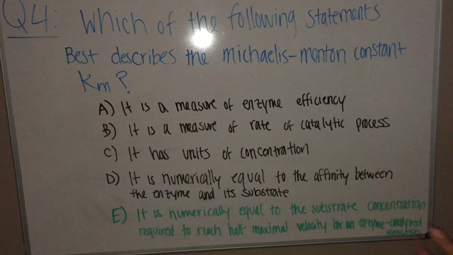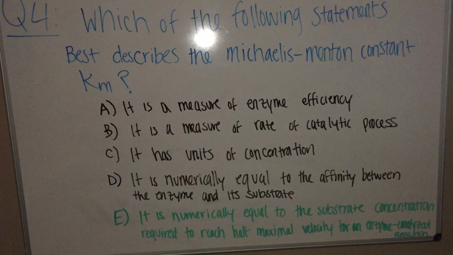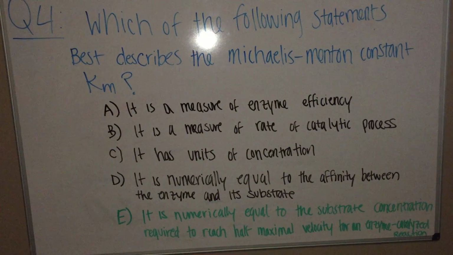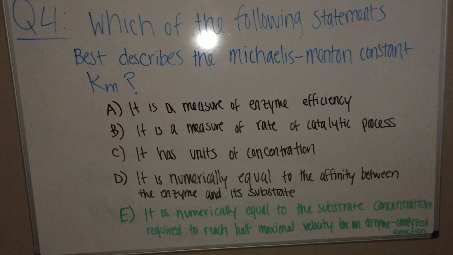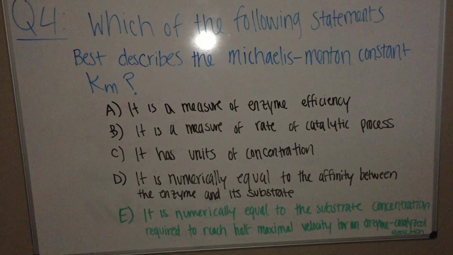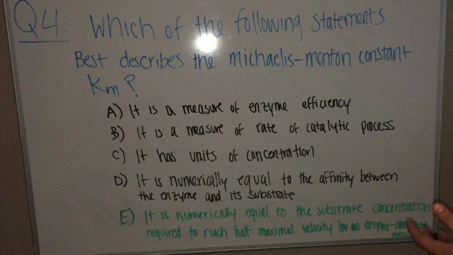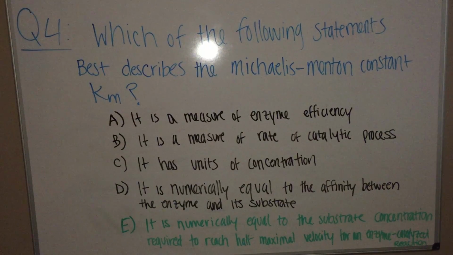So we look at D. D, it is numerically equal to the affinity between enzyme and its substrate. D is a great answer, but it's not the best answer. So D is a correlation. The actual equation, when we look at the Michaelis-Menten equation, it does not say that, it's just a higher affinity, the less substrate there. It's just a correlation we make off of this chart.